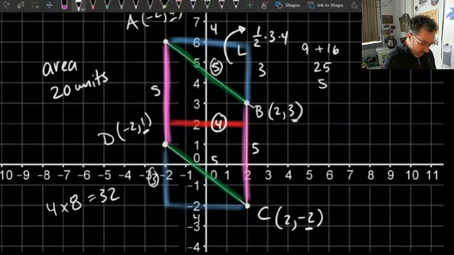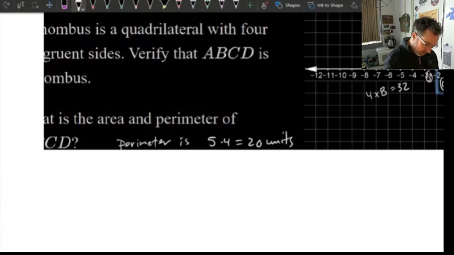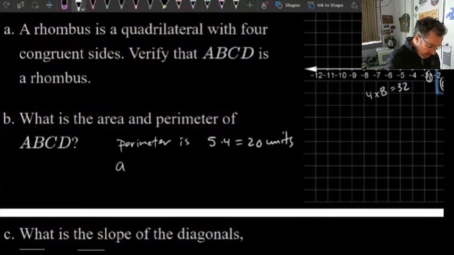So there's 2 of them, right? This has an area of 6, and this one has an area of 6. Together that's 12. 32 minus 12 is 20. So that's definitely the area. The area is 20 units squared.